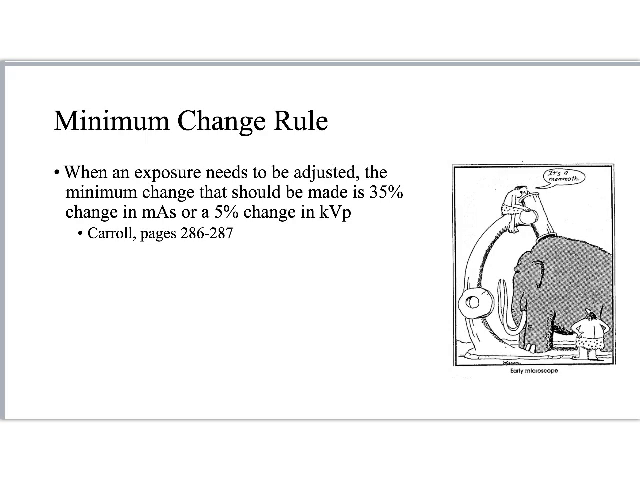When an exposure needs to be adjusted, the minimum change that should be made is a 35% change in the mAs or a 5% change in kVp. A 35% change in mAs or a 5% change in kVp. Just memorize that.